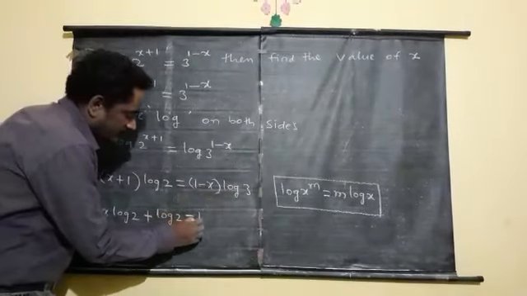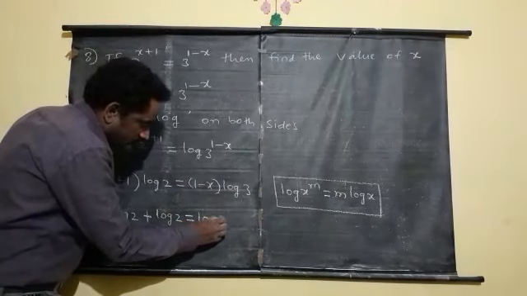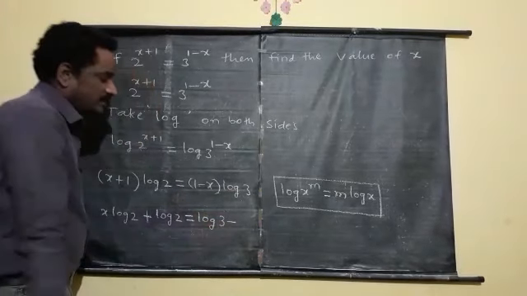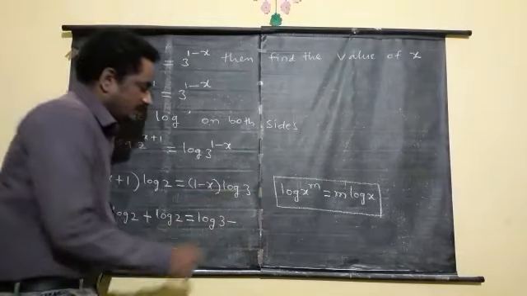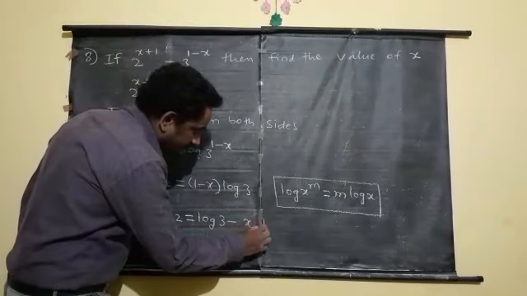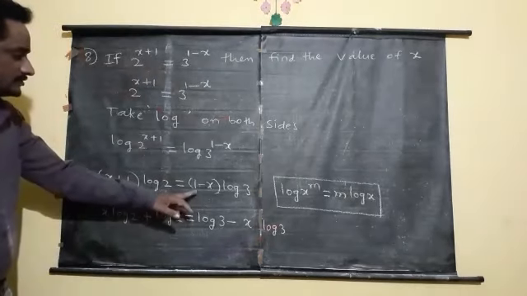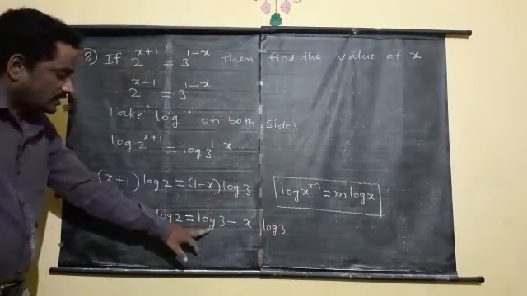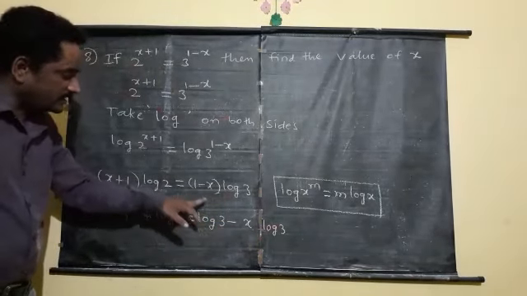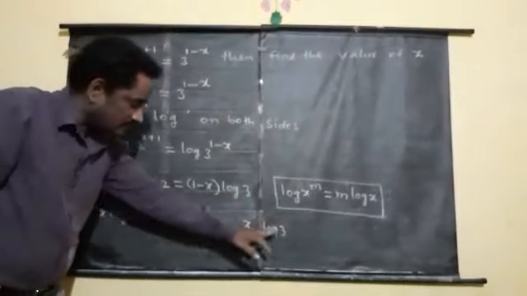Then the other side is 1 into log 3, log 3. Instead of minus x into log 3, x log 3. One into log 3, log 3.